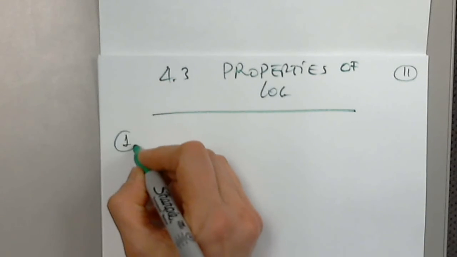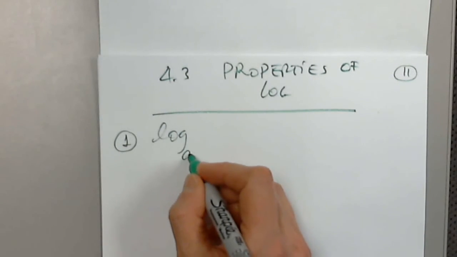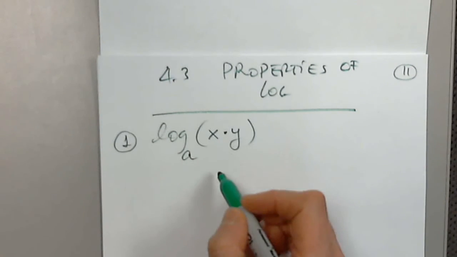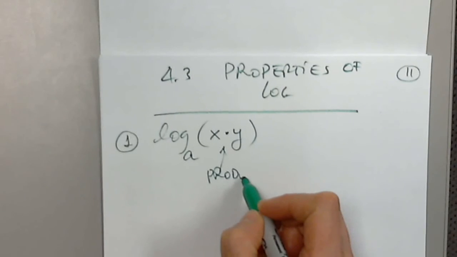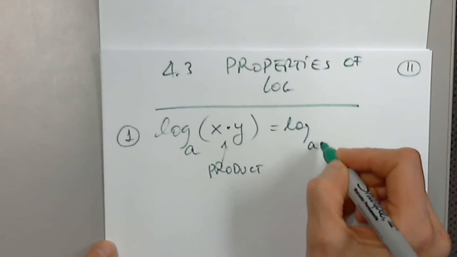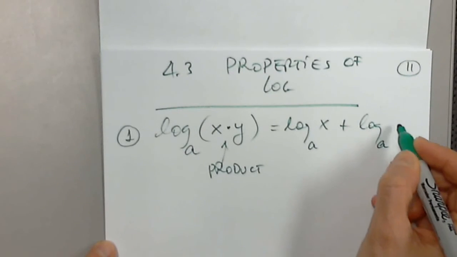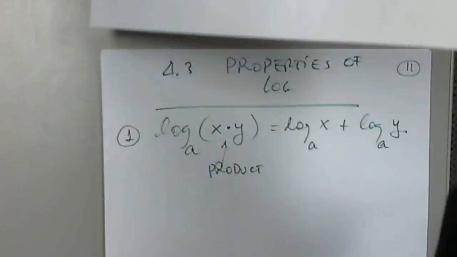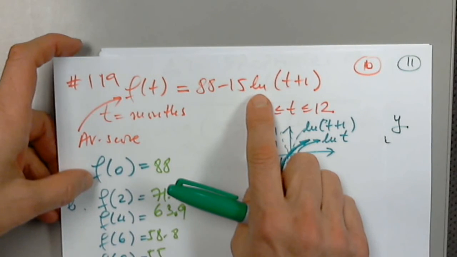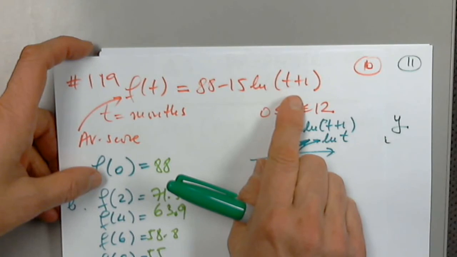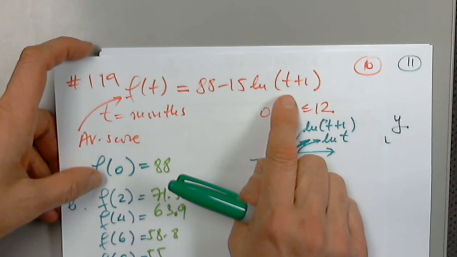Here's the first one. Log in any base applied to a product, x times y, can be rewritten as log base a of x plus log base a of y. Notice one thing here: this is natural log in any base applied to a sum. We have no property for this. We cannot simplify this in any way, shape, or form.